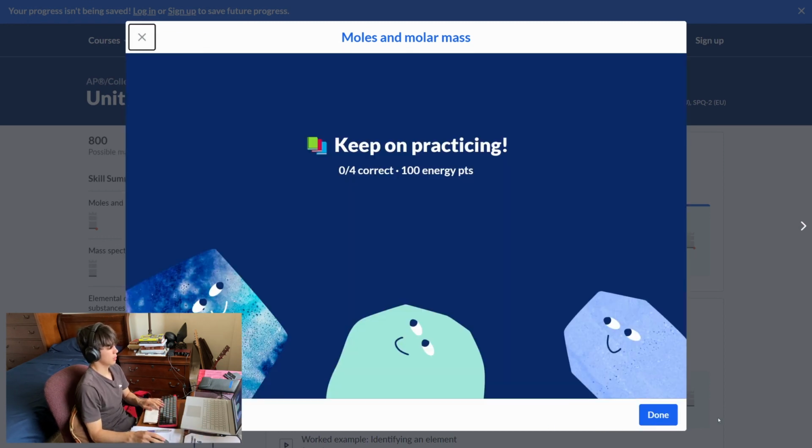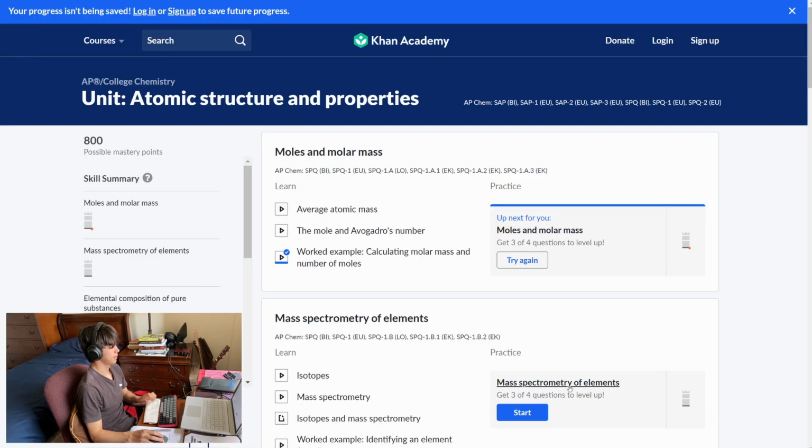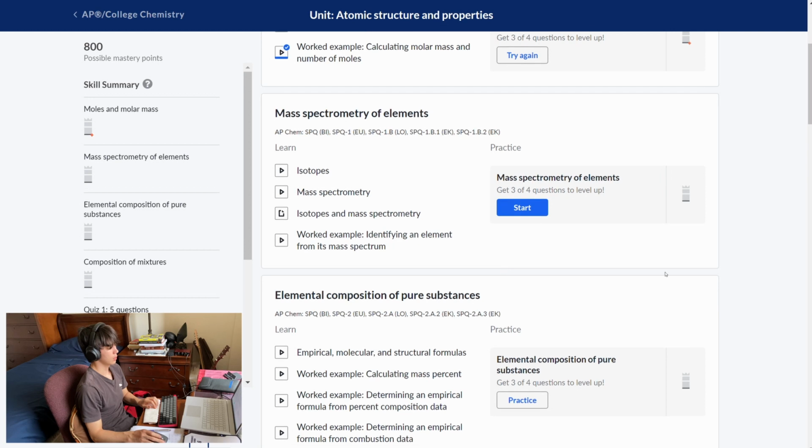Show summary, we got 0 out of 4 correct. Well, we did all of them. Next, mass spectrometry of elements.